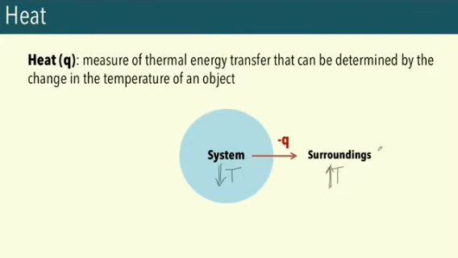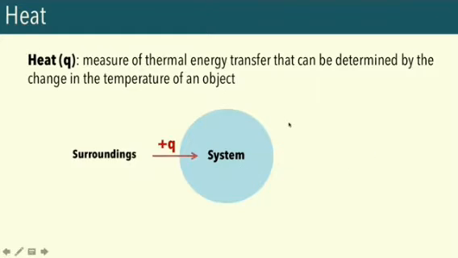However, usually the surroundings is so large relative to the system that its change in temperature is considered to be negligible. So more or less, we usually treat the surroundings to be constant temperature despite being a heat sink or a heat source.